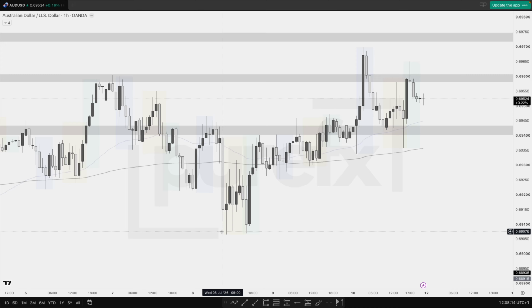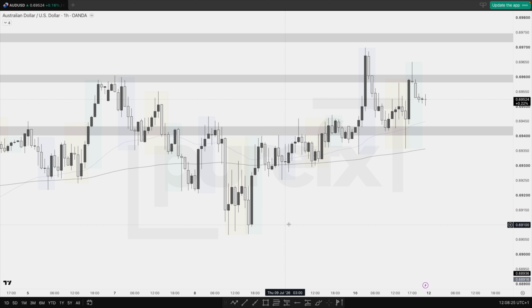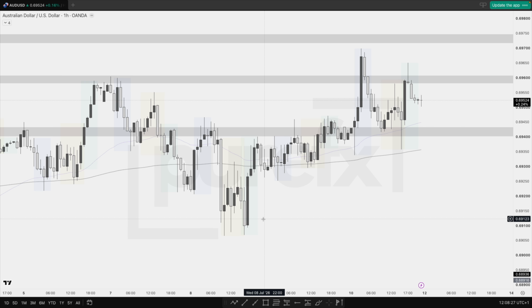Price dropped all the way down to around that level of 0.69. We established the support, consolidated on the lower time frames throughout the London and New York session, and then towards the end of New York session, we saw price push back out and push back up to one of our main points of interest.